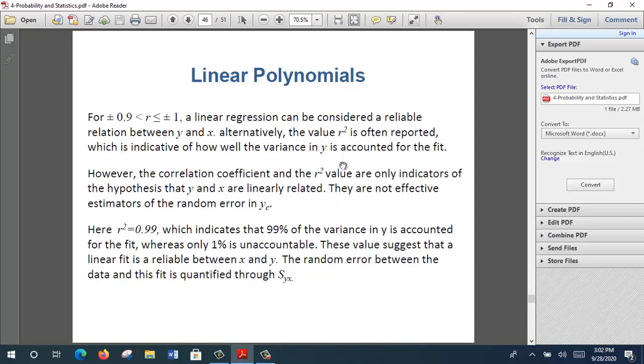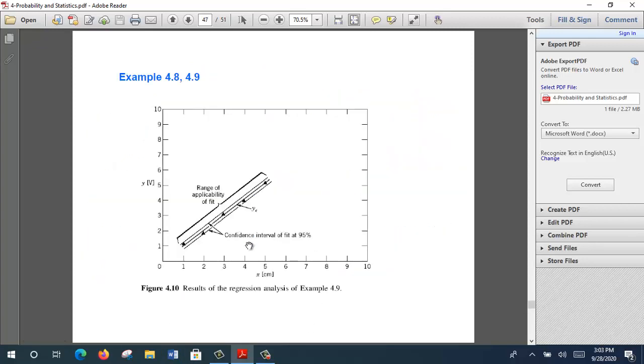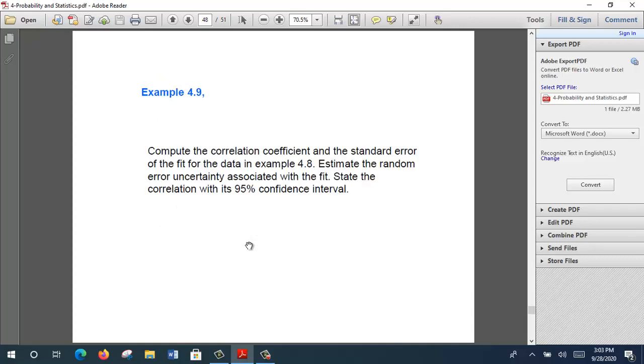So the random error between the data and this fit is quantified through the standard error of the fit. This is how you calculate your random error using this kind of formula. And this is how they calculate the percentage interval for your r square, the confidence level of that. So this is for the linear case.